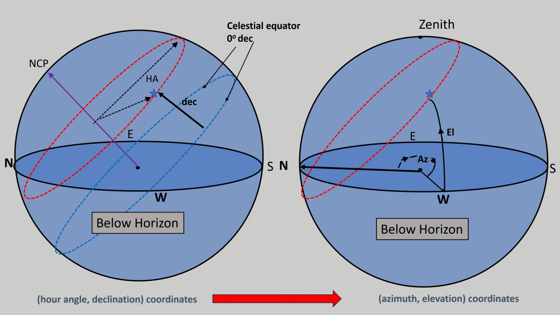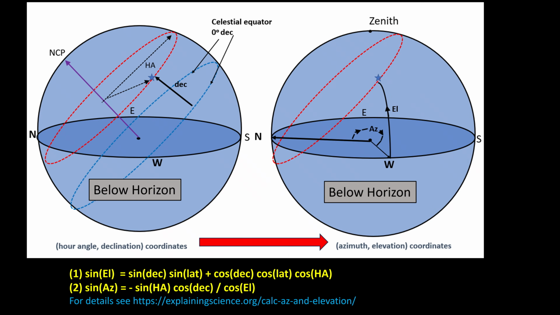Essentially, what we're doing is a transformation from one set of coordinates on a sphere to a different set of coordinates. And I've put the formula to do it here. If you want to see how this formula is derived, then just have a look at my blog page.